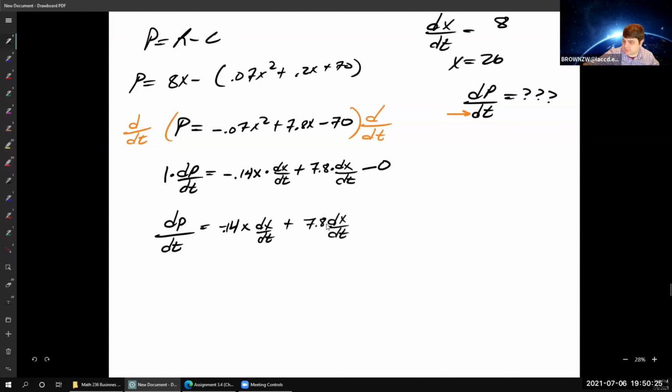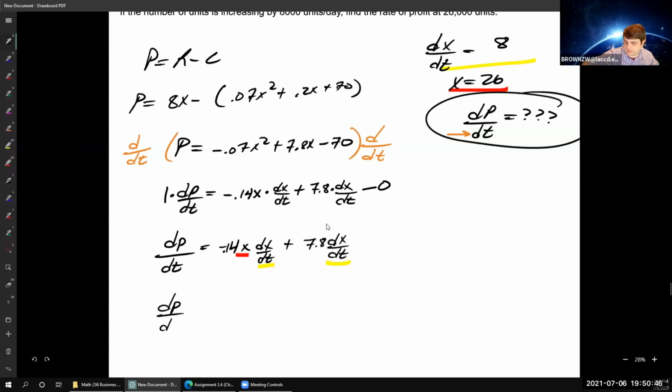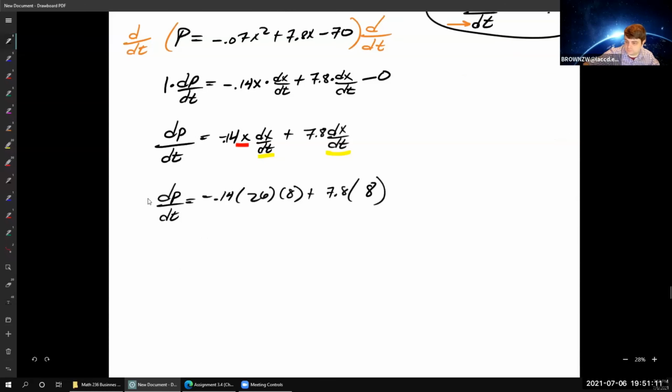Okay, so working this out. dP/dt, that's my unknown. We know that x is 26, so I'm going to plug that in here. And dx/dt is 8, so I'm just going to plug that in here and here. So dP/dt is negative 0.14 times 26 times 8 plus 7.8 times 8. Working this all out, you end up getting 33.28.